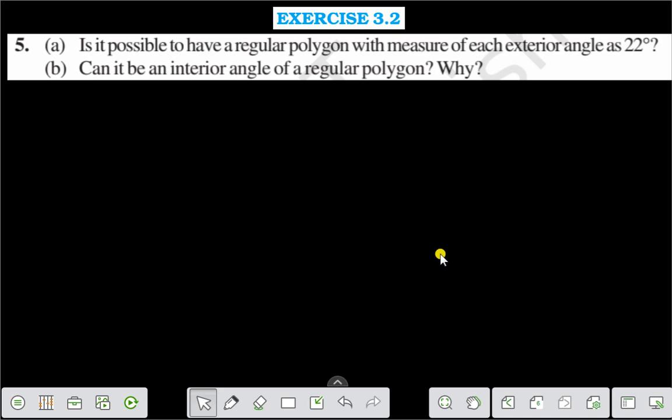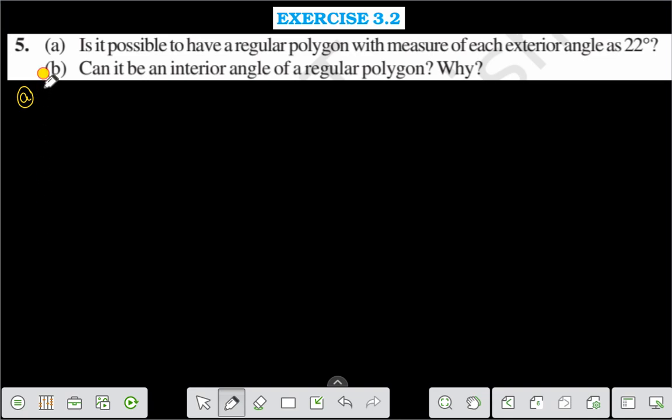Exercise 3.2, question number 5. A: Is it possible to have a regular polygon with measure of each exterior angle as 22 degrees? B: Can it be an interior angle of a regular polygon? Why? Let us solve question number A. Is it possible to have a regular polygon with a measure of each exterior angle as 22 degrees?